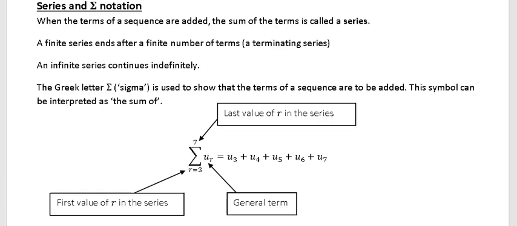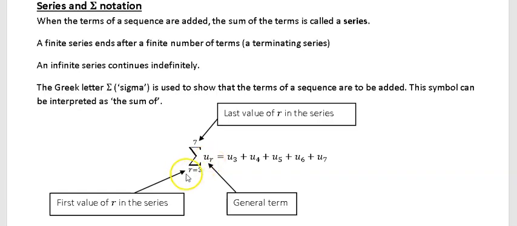So the Greek letter sigma is very important. It is used to show that the terms of a sequence are added or are to be added. The symbol can be interpreted as a sum of. So here, this means a sum of all the ur terms.